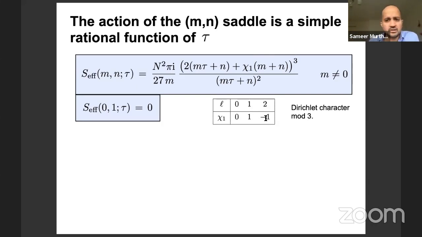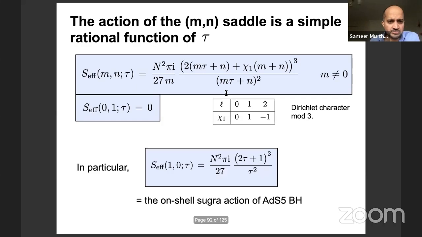Okay. So in particular, this is for any m comma n. In particular, if you plug in m n equals 1, 0, you get exactly this function n squared times 2 tau plus 1 cubed divided by tau square, which is on the nose, this on-shell supergravity action. All right. Okay.